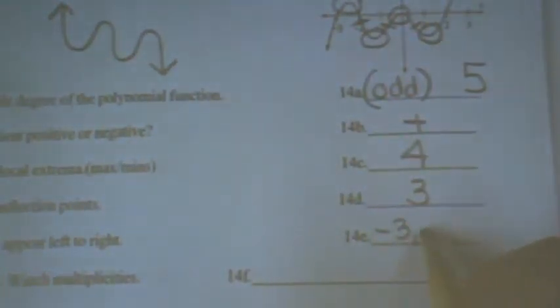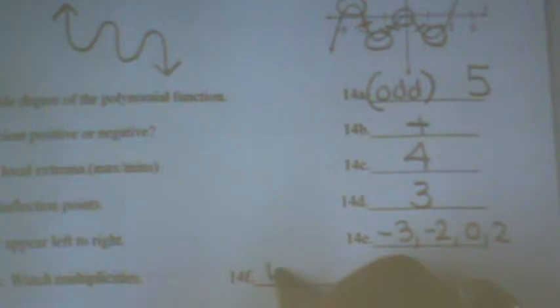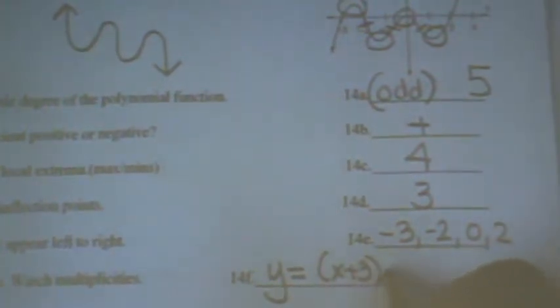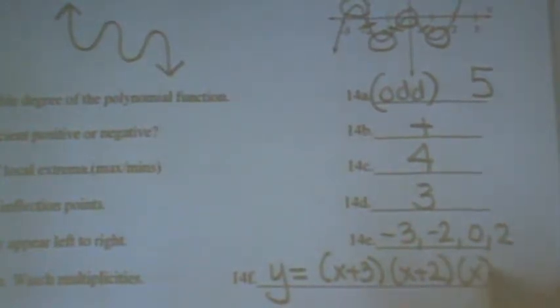Tell me the zeros left to right. -3, -2, 0, and 2. Where did I get them? 1, 2, 3, 4. Now, it's asking you to write this in factored form. So you write y equals (x plus 3)(x plus 2)(x squared).